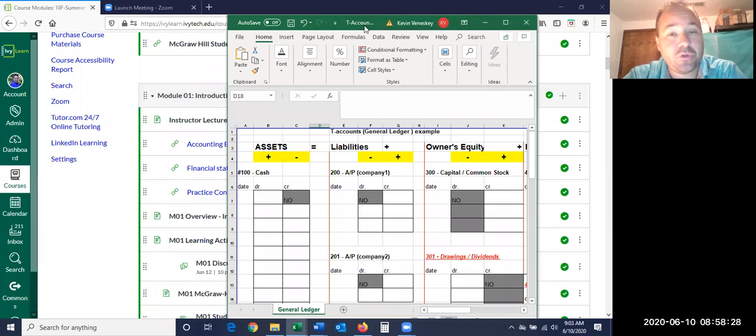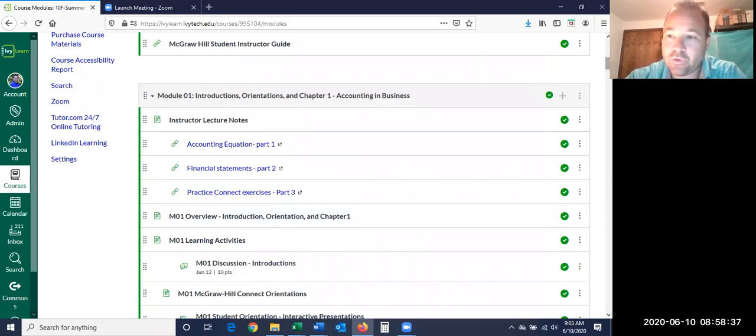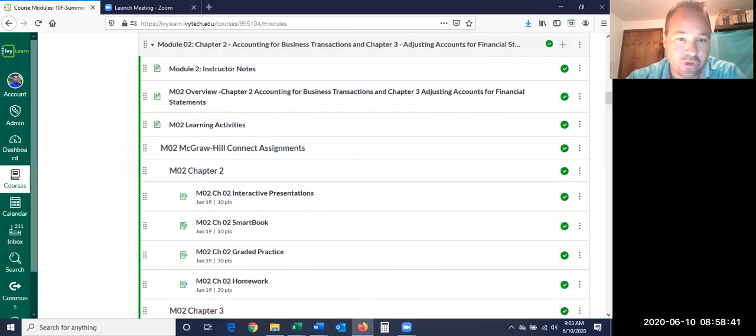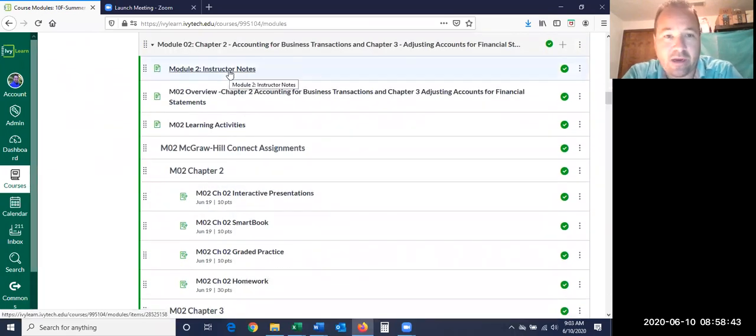Because remember, that's what you use. You use the trial balance to then make the financial statements. So we're going to have an example of that today, where we're going to do that. When you go down to module 2 instructor notes, I only have one item in there right now. And that is the example we're going to go through today, the Taylor's example, number 1. We're going to go through step by step of that.